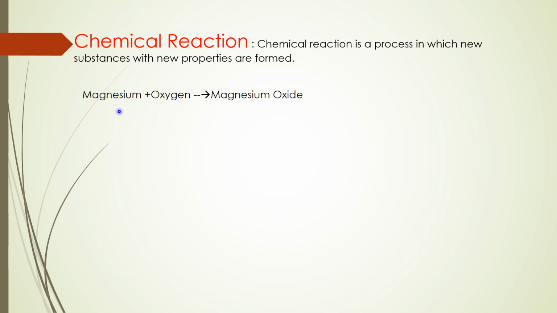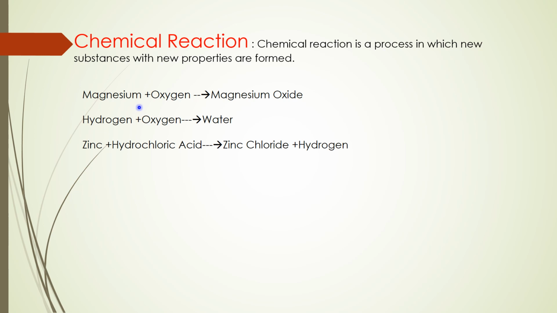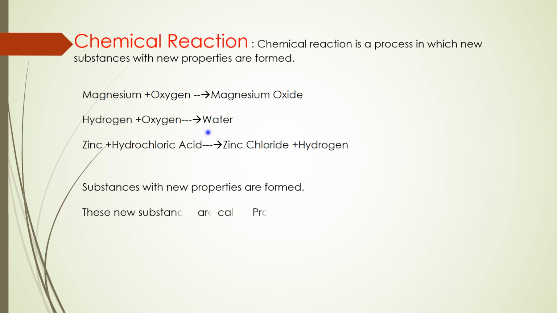Example: magnesium burns in the presence of oxygen to give magnesium oxide. Magnesium ribbon is a solid, and oxygen is a gas. Magnesium oxide, white ash, is a new substance. In the same manner, take the case of hydrogen and oxygen. Hydrogen is a gas and oxygen is a gas. They form water. See here, the initial substances are hydrogen and oxygen, and the new substance is water.